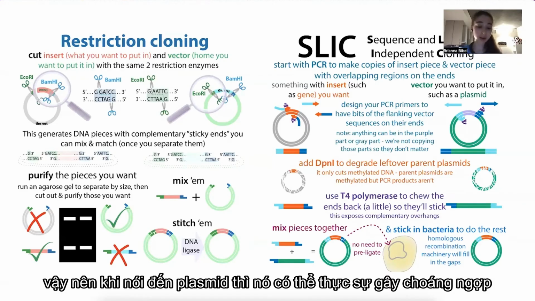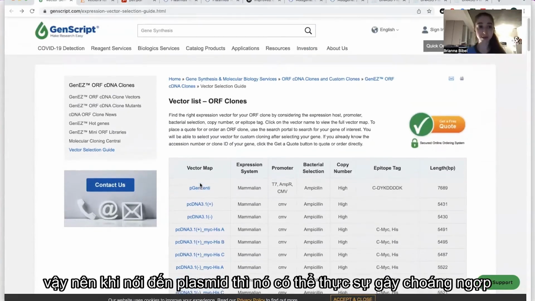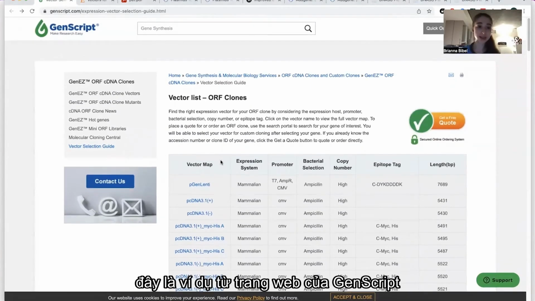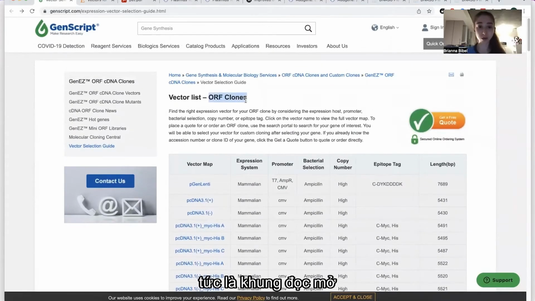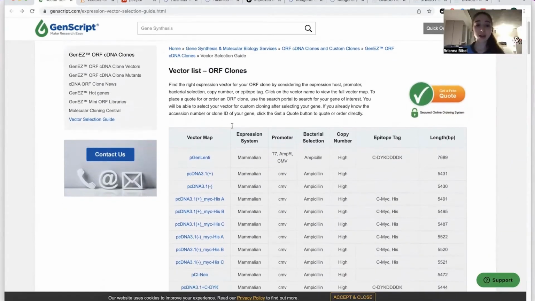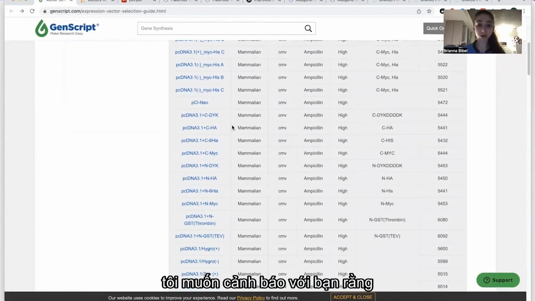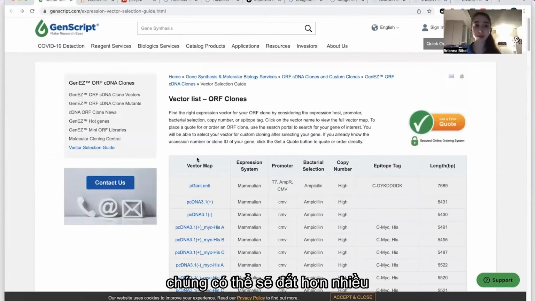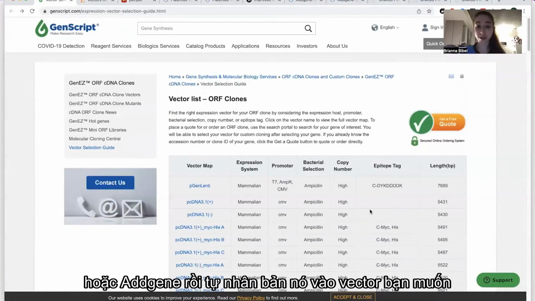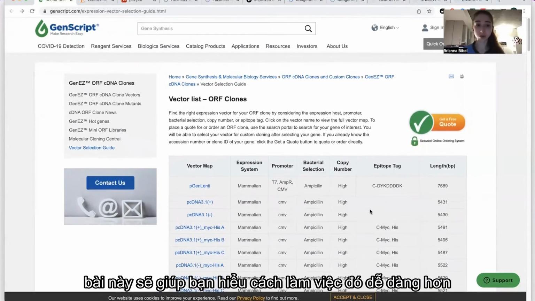Okay, so when it comes to plasmids, it can be really overwhelming. This is just from GenScript's website. They have this giant list of their vectors. And so you can see the ORF clone, so the open reading frame. I will warn you, though, that they're probably going to be a lot more expensive than if you were to find it, say, at DNASU or Addgene, and then just clone it into the vector that you want. And so hopefully this post will help you understand how you can do that more easily.